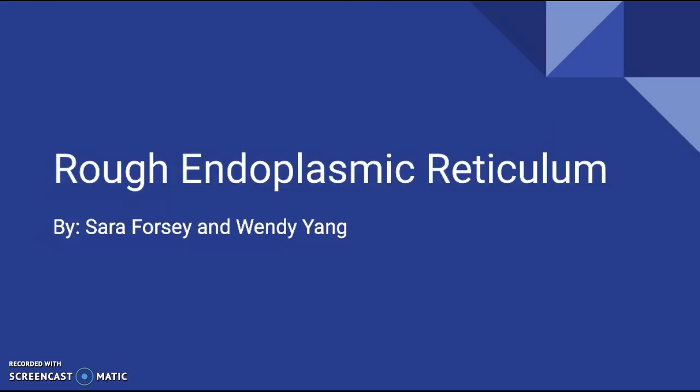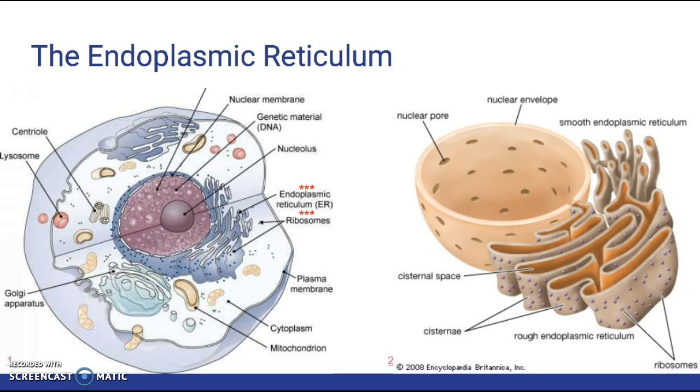This presentation is going to be focusing on the rough endoplasmic reticulum. As shown in Figure 1, the endoplasmic reticulum is located in the eukaryotic cell. The eukaryotic cell is a type of cell that contains a nucleus and organelles that is enclosed by a plasma membrane. This cell belongs to living organisms such as plants, animals, and fungi.